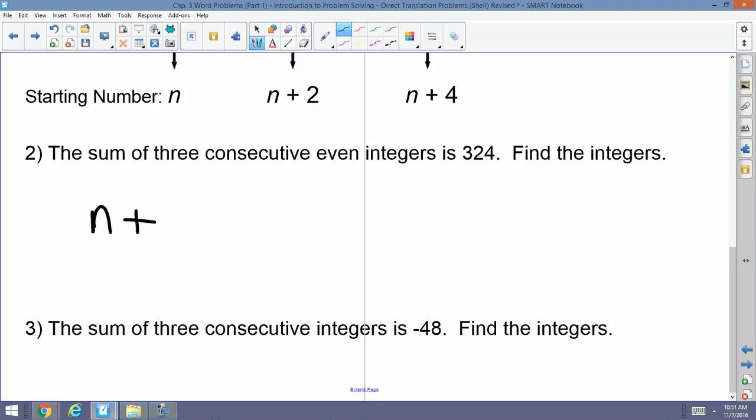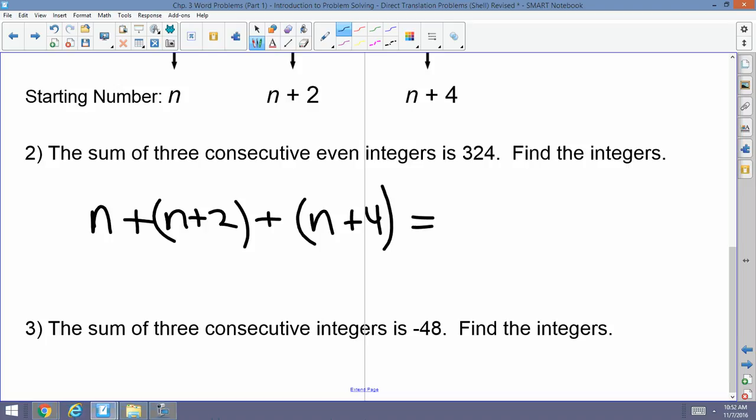Plus, what's my next consecutive even integer? N plus 2. Plus then my third consecutive even integer, n plus 4. Why did I not go n plus 1, n plus 2? Because they're even. Even in odds, we go n plus 2, n plus 4, n plus 6, etc. And that's going to equal 324. And then I'm going to go ahead and add these up, clean this up. That's 3n plus 6 equals 324.